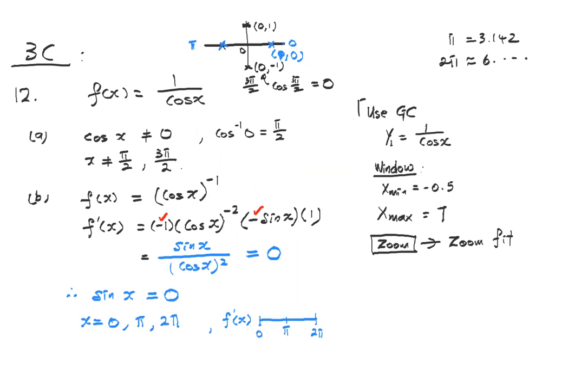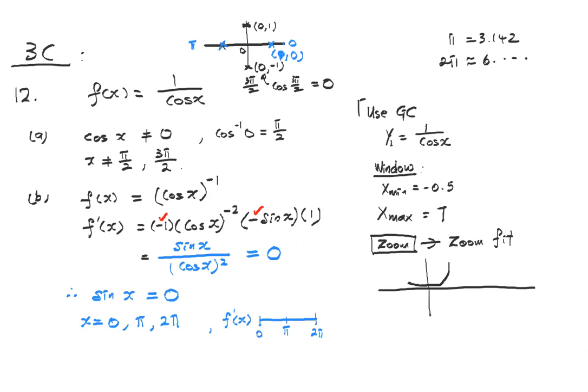Okay, you will realize that your Y maximum is quite big, or your Y minimum is quite big. You can't really see the turning point. The graph will go like that. You see the graph go like that.